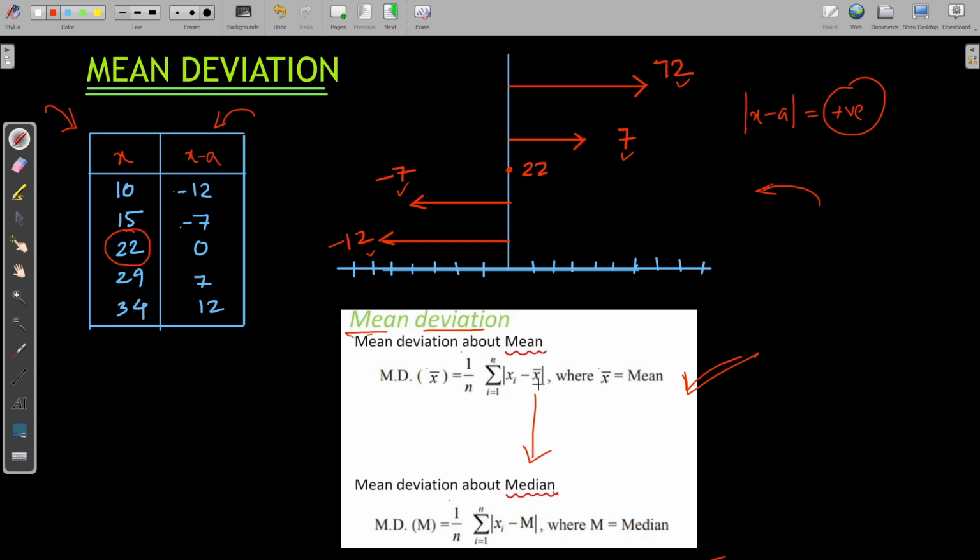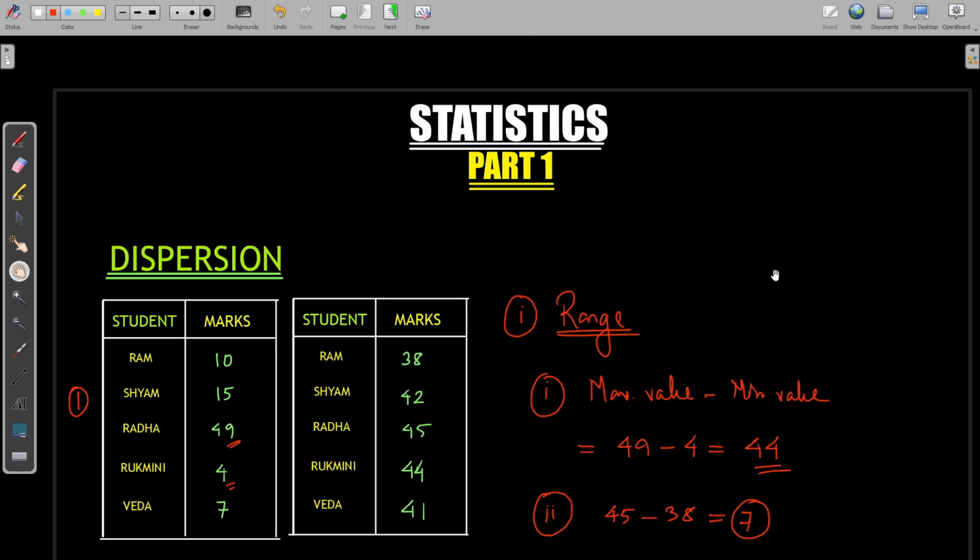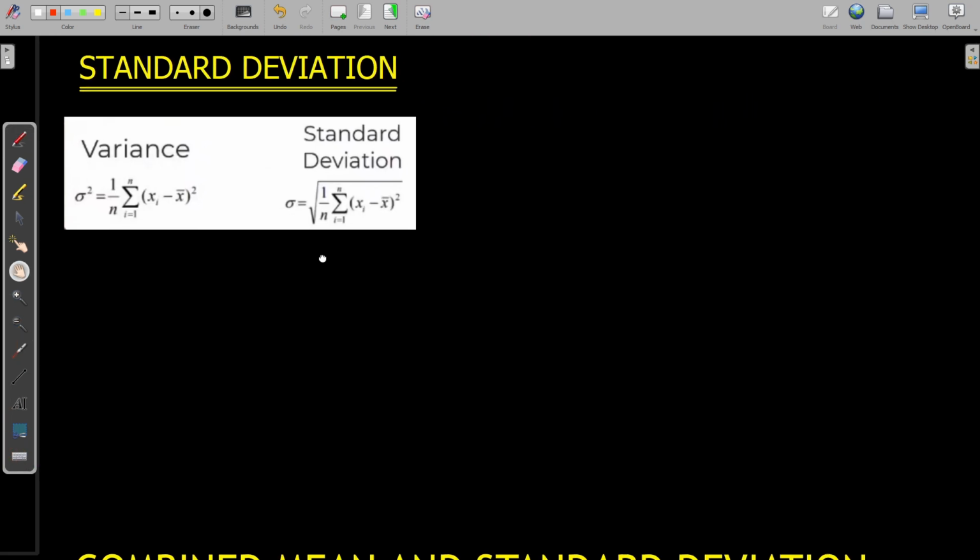In place of x bar, which means the mean of the data, we will write the value of the median. That way we can easily find the mean deviation about the median. I hope all of you understood this. It is very simple. Next thing that comes is something called standard deviation.